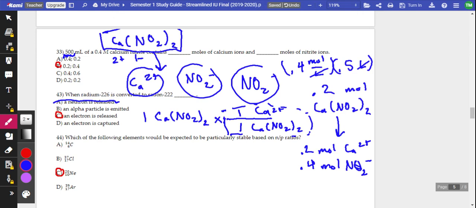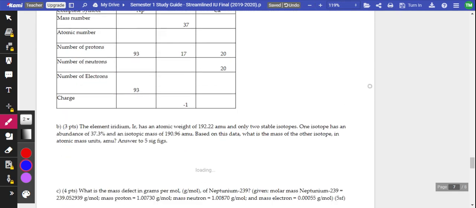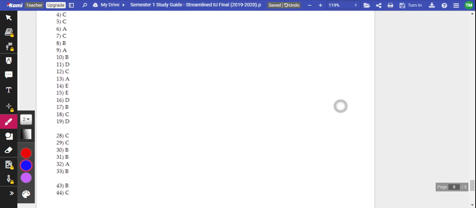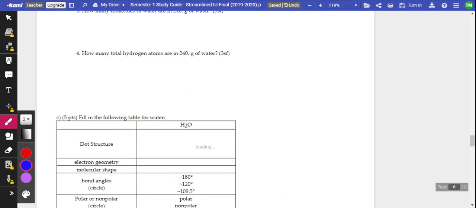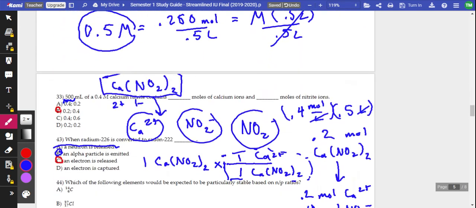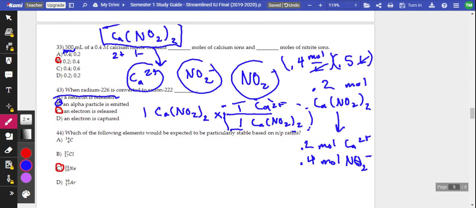What about B, though? An alpha particle. I mean, an alpha particle seems pretty fine. In fact, it should be. What's the answer? Did I mark another one wrong? I feel like that one should be B. Let's go check the magic answer sheet. 43. It is B. Why did I put C? Okay, no. An alpha particle. Man, I'm really running out of room here.